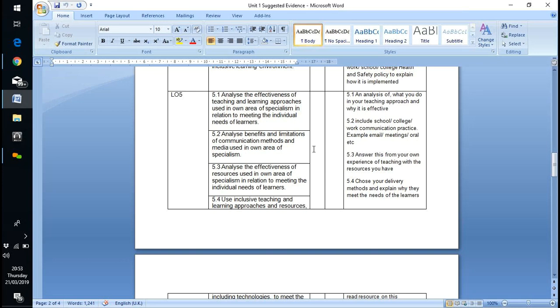Do you know when they say your own area of specialism, what does it mean by that? So would I talk about that? I normally do phonics lessons. Would I talk about phonics at that time?